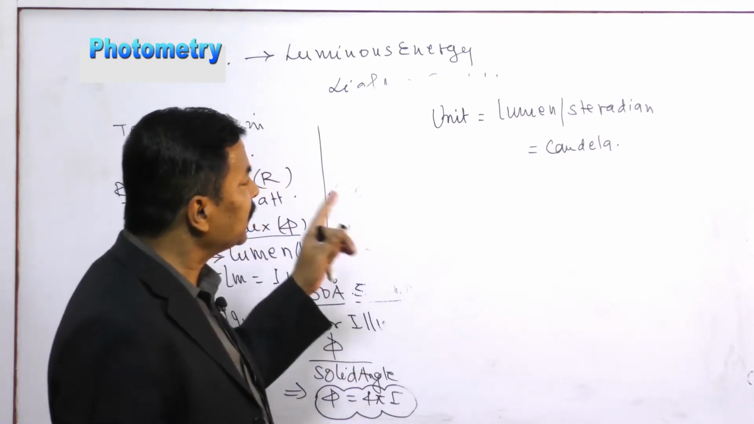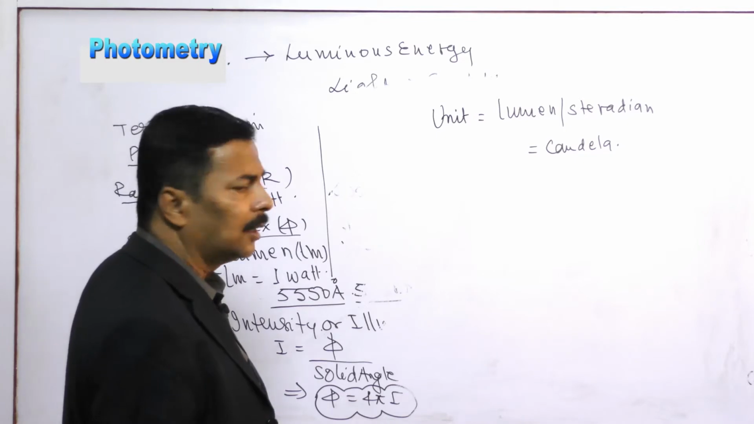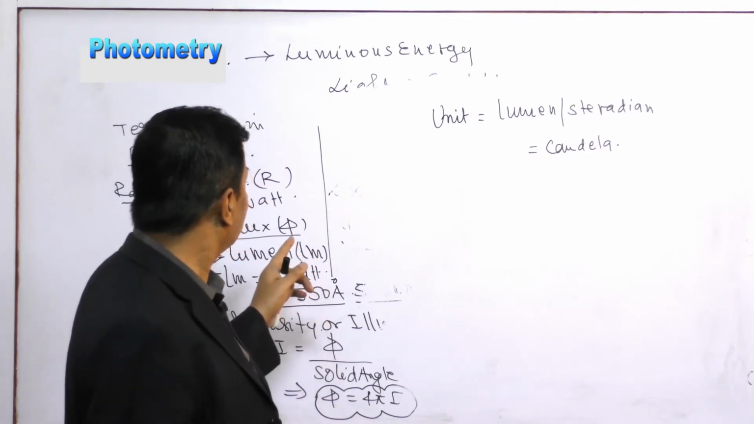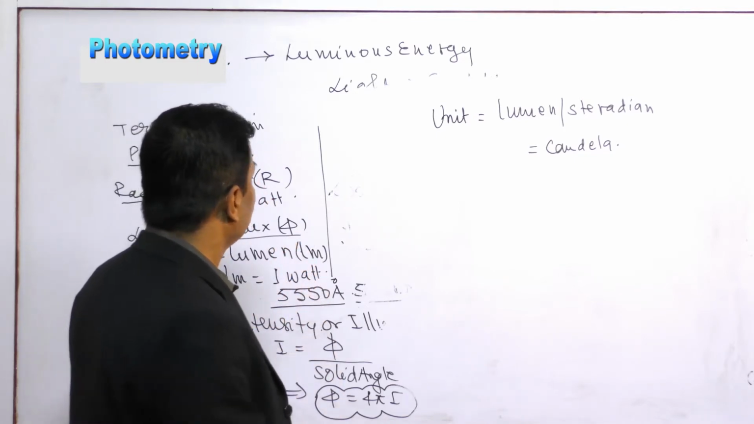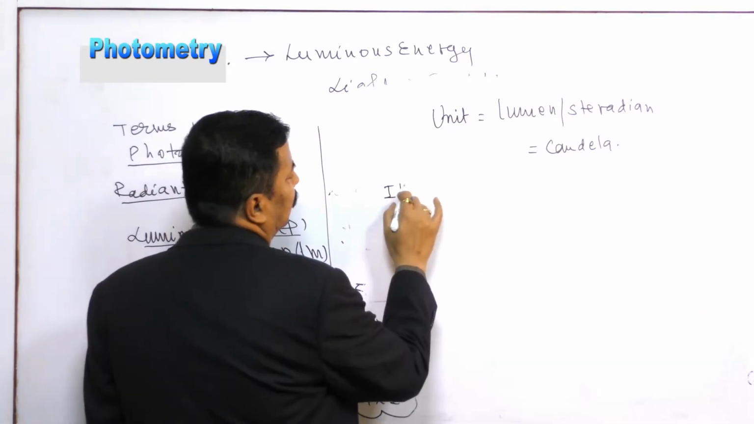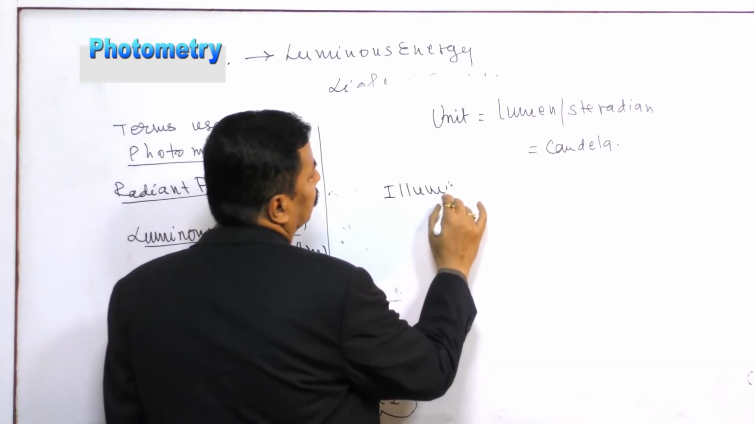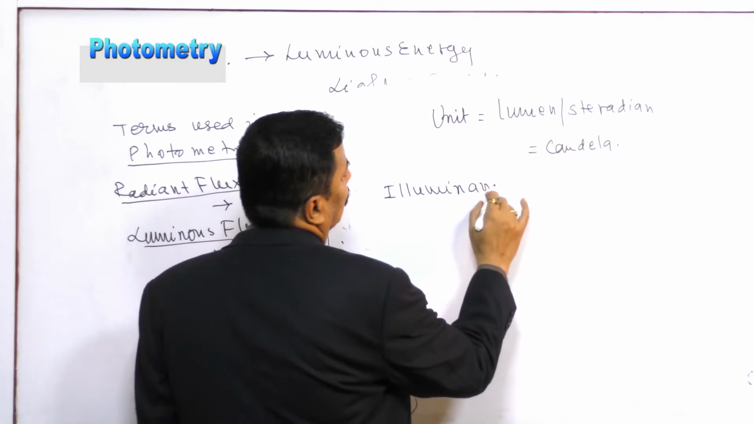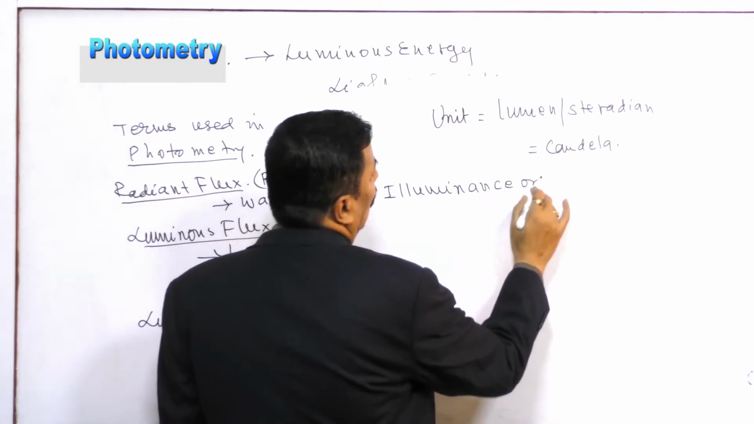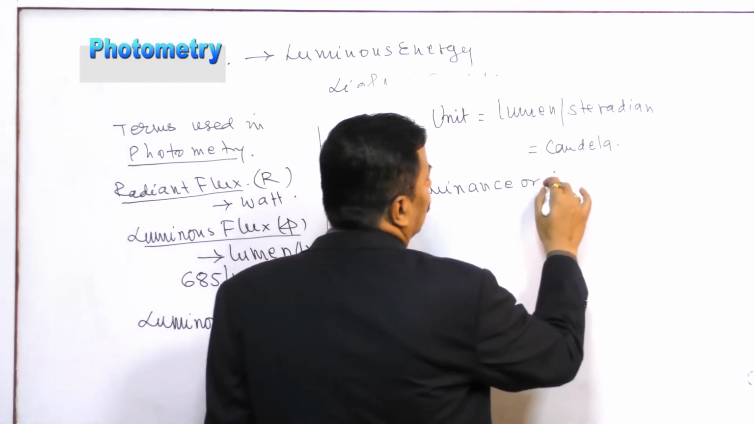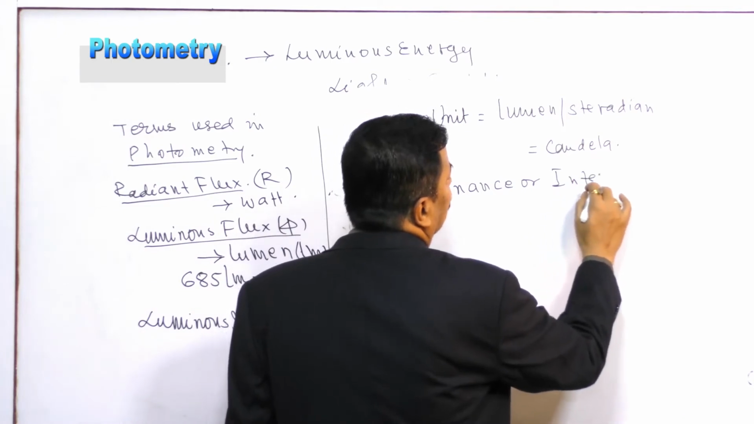Here, next term that is required in your photometry is your illuminance, or intensity of illumination.